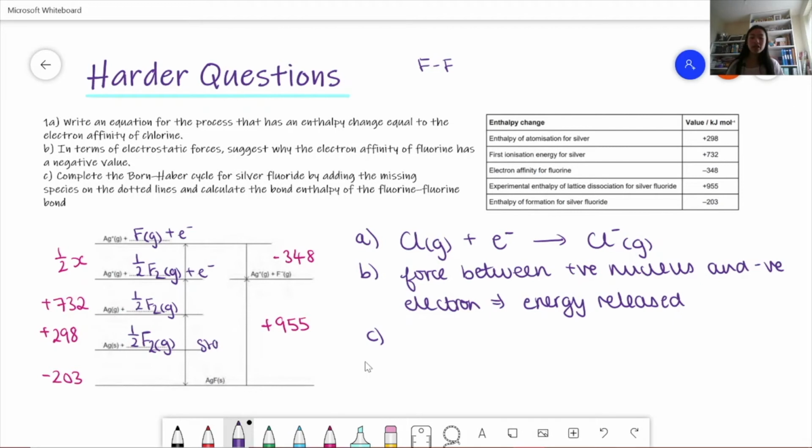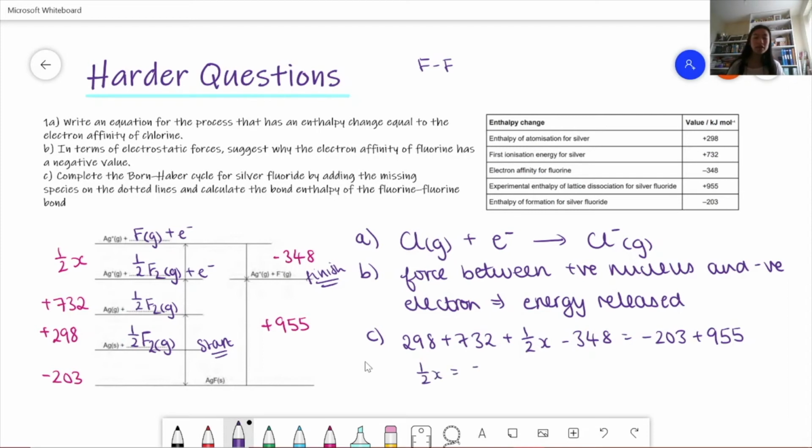So if I choose to start here, but I finish here, then I can keep all the signs as they are, and it will still work. So we have an equation that looks like this. We have 298 plus 732 plus half x minus 348, and that is equal to minus 203 plus 955. And rearranging that gives us that half x equals 79.